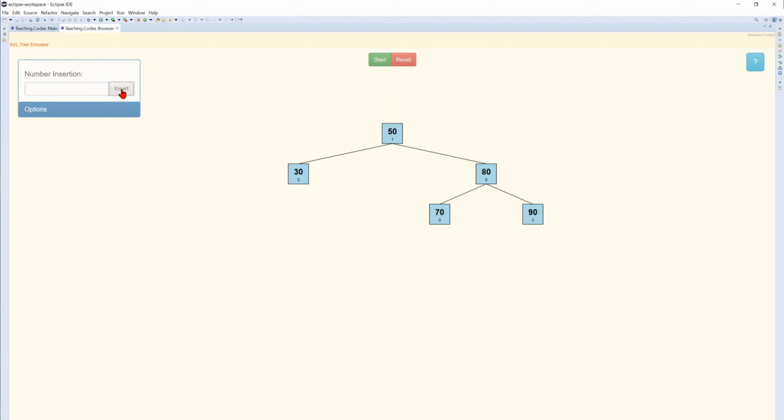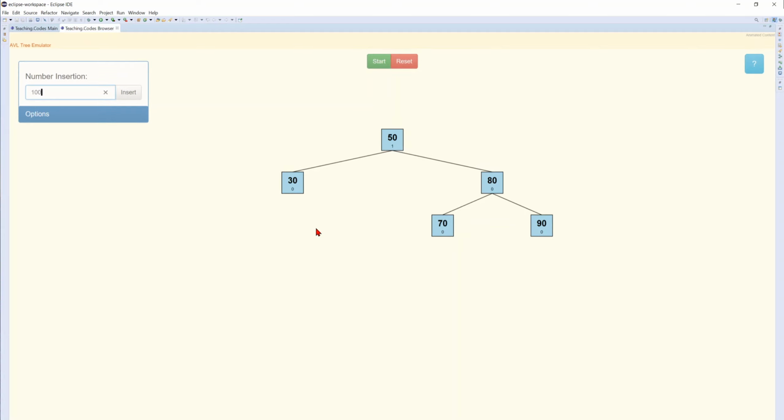Insert 90. And let's just insert a new node here. Let's make it simple for the moment, like 100. As you can see, before I insert 100, 30 has a balance factor of 0. Let me just zoom in a little bit. 50 has 1, and the others also have 0. So let me insert 100 here. Okay. Now 50 has a balance factor of 2. Let me start the rotations now.